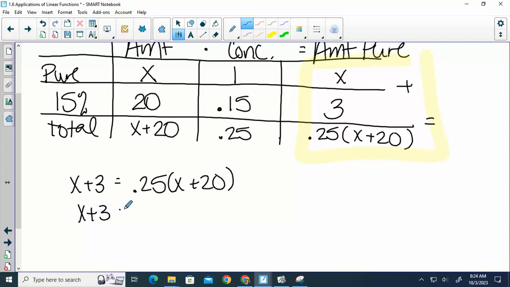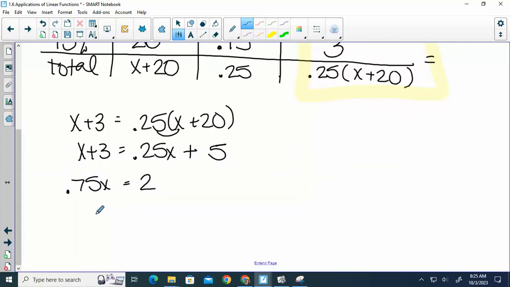So x plus 3 equals 0.25x plus 5. Subtract over my 0.25x. Subtract over my 3. You get 8/3. You guys double check my math, right? You don't just trust me that much.